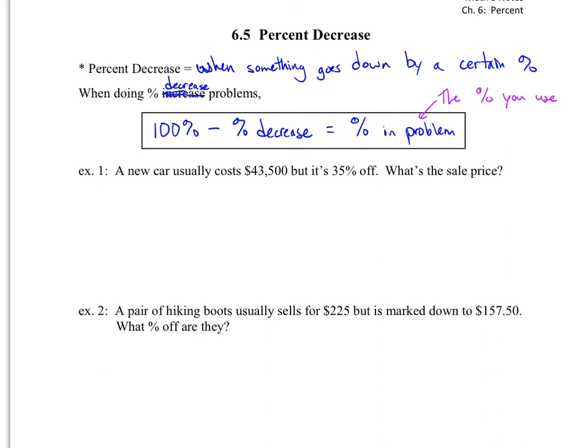15% less, right? So normally 100%, 15% less. So how much are you going to pay? 100 minus 15 is 85%.